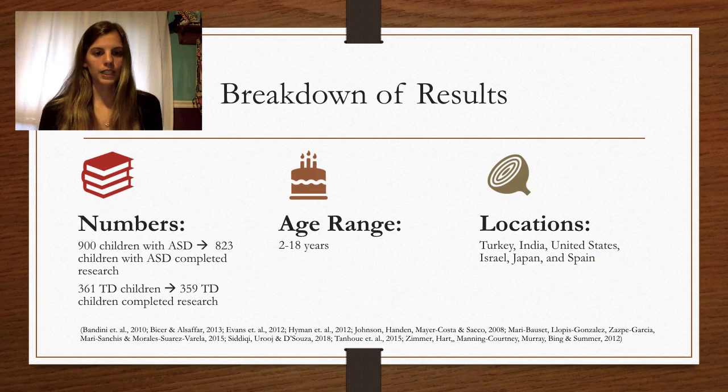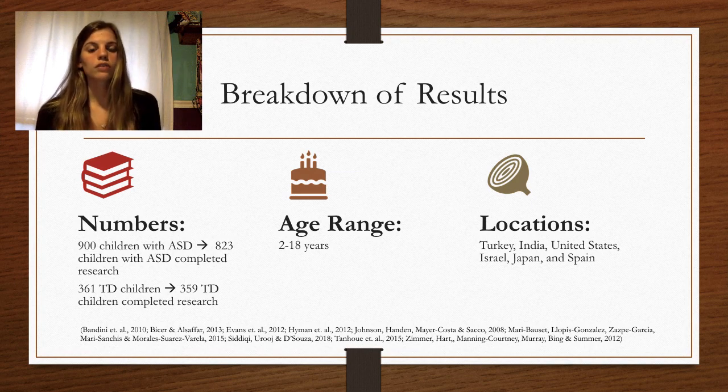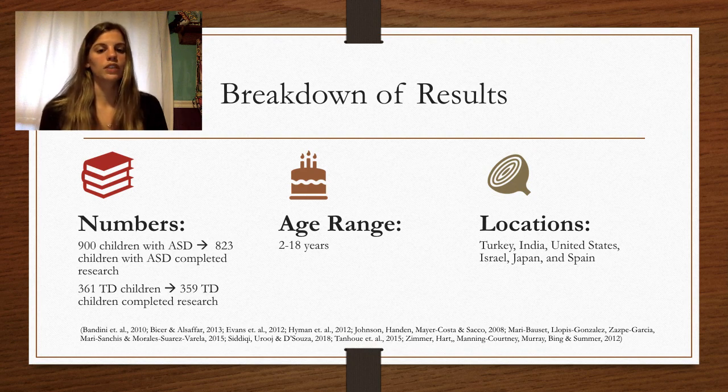Here is an overall breakdown of my research. Between the 10 articles, there were a total of 900 children with autism spectrum disorder that participated, and 823 of these participants completed the research and all the requirements associated with them. There were only 2 studies out of the 10 that indicated not having received the required information from each of the participants for the study.